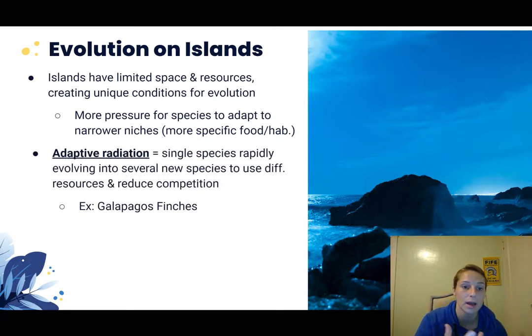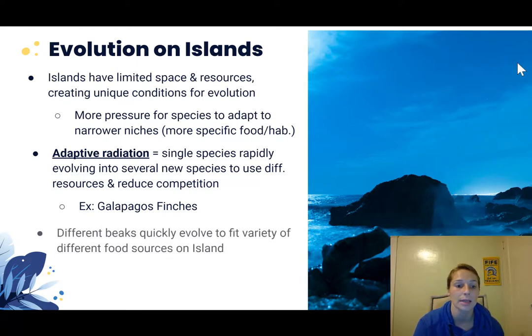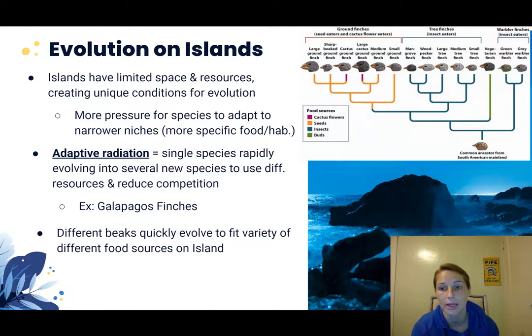Now, this process of evolution we call adaptive radiation. This is where you see a single species rapidly evolving into several new species in order to use different resources and reduce that competition. An example is the Galapagos finches on the Galapagos Islands. Different beaks quickly evolved in order to fit a variety of different food sources on the islands.